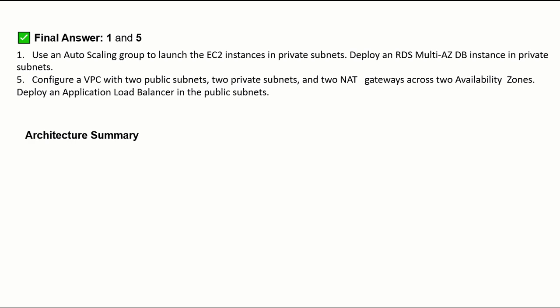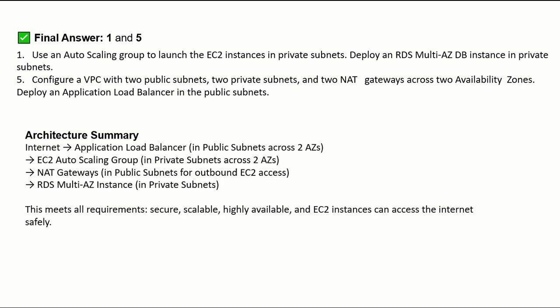Fine. So this is the architecture summary. You can see from the internet, it will go to the application load balancer. Now then it will go to the EC2 auto scaling group in the private subnet, and then NAT gateways in the public subnet for outbound EC2 access. And the RDS multi-AZ instance in the private subnet.